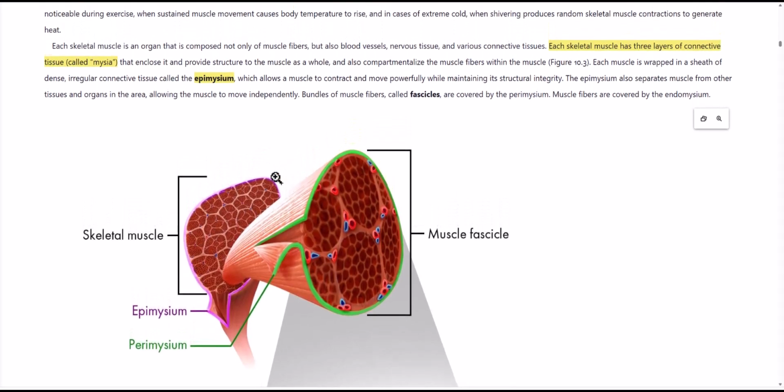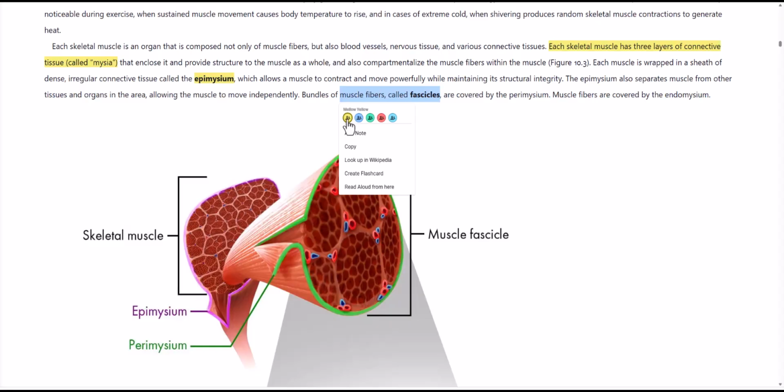Now, when we cut into a muscle, as we have here, we notice that the muscle is composed of these very bundled sections, and each of those sections is called a fascicle. So the muscle itself is full of bundles. You saw in your vocab that fasci means band or bundles. And those fascicles are surrounded by a second layer of connective tissue referred to as the perimysium. You know, peri means around or perimeter.